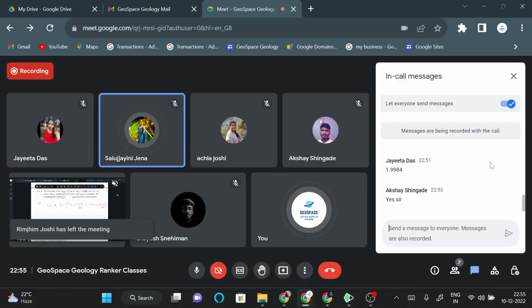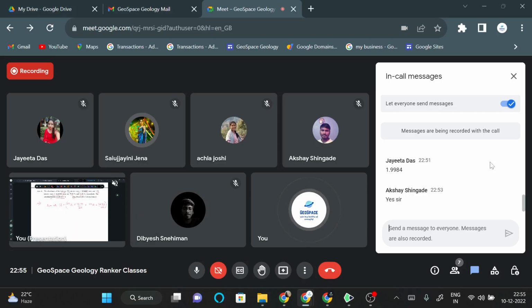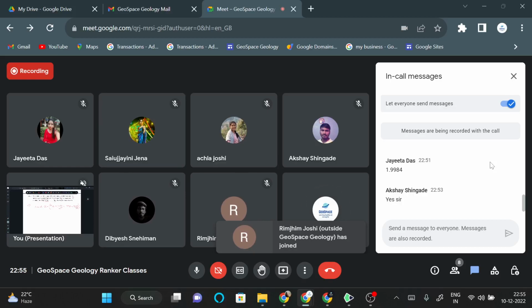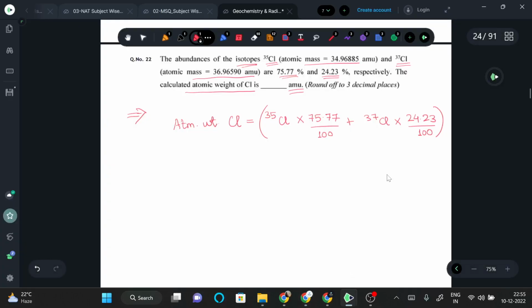Yes, sir. The formula is right. So this is also from the basic sense, right? Even if you don't know the formula, from basic sense, there are two varieties of Cl. One Cl variety is accounting for 75.77%, the other for 24.23%. And when you add these, it comes out to be 100.